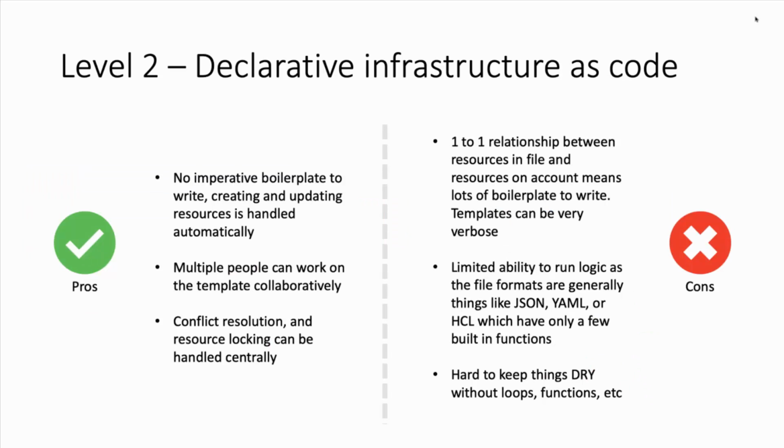one of the pros is I don't have to write a lot of imperative boilerplate. I don't have to write code which says, check to see if this thing exists, check to see if it matches, and then check to see if I need to update it. All those resources are created and updated automatically by CloudFormation, just based on the fact that CloudFormation itself checks and sees those differences between the document that I wrote and the real state of my AWS account.